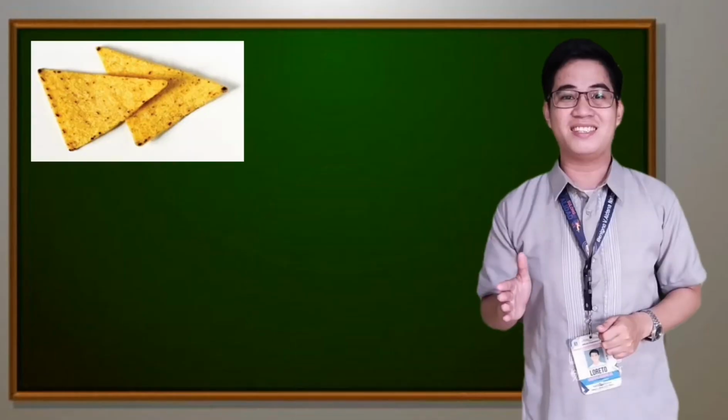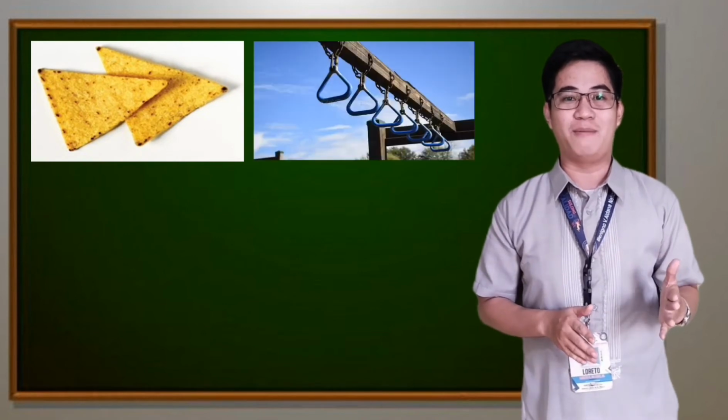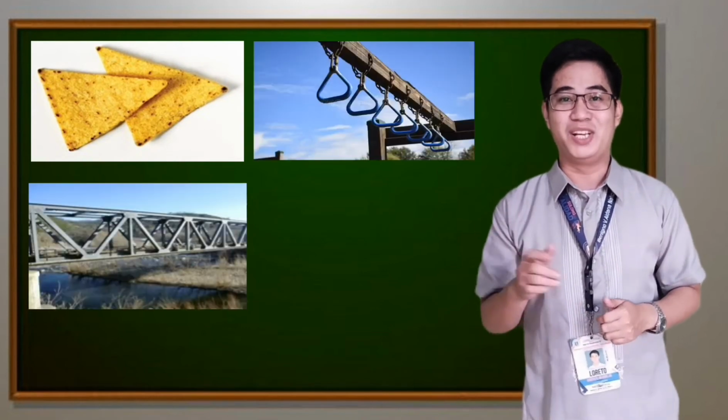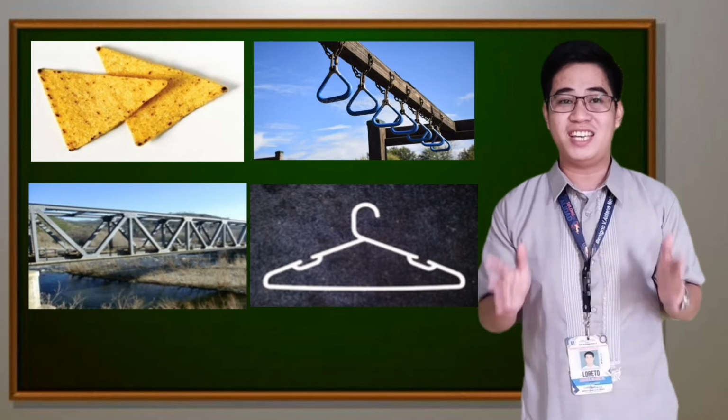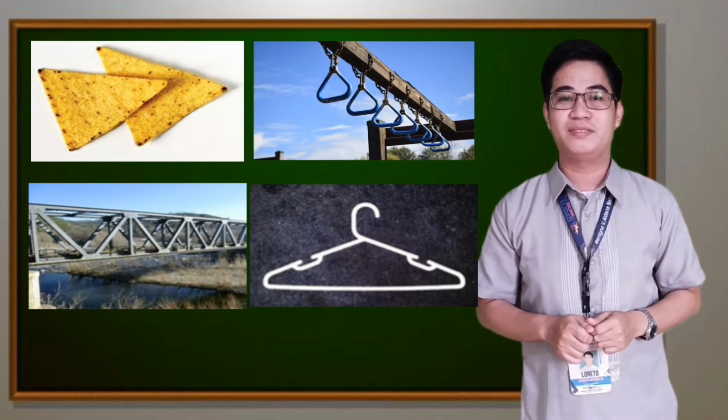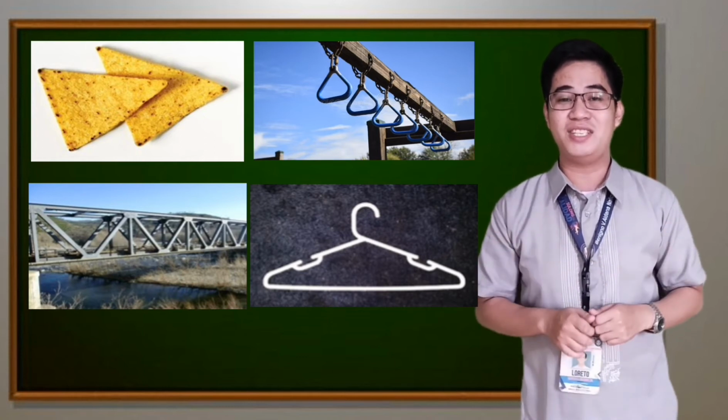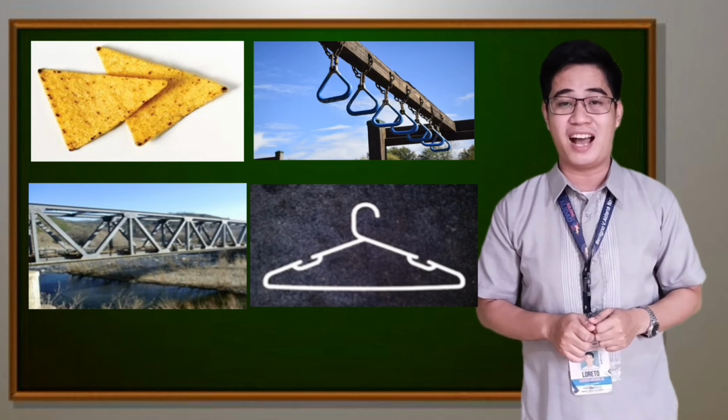Look at the pictures on the screen. We have biscuits, playground monkey bars, a grass bridge, and a hammer. What do you notice? Can you see the triangular patterns? Do the triangles you see in the pictures contain a right angle?